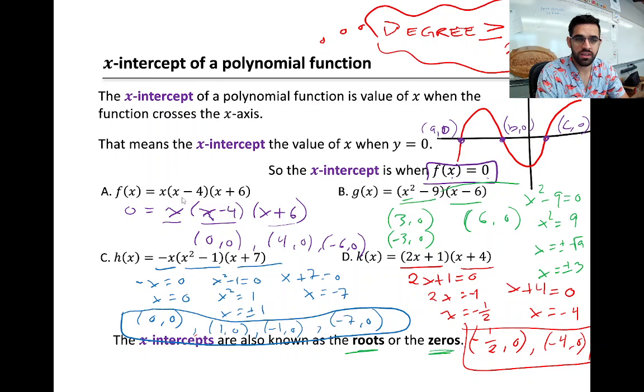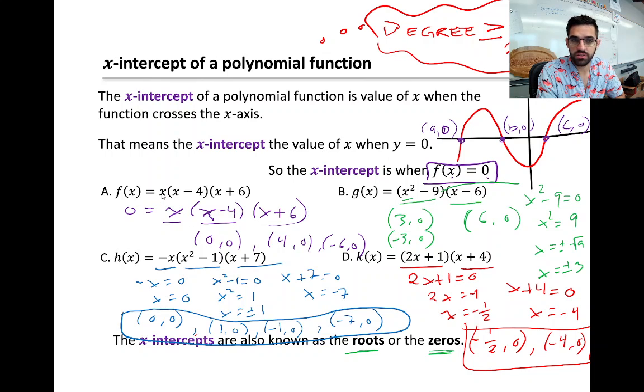So example A is a polynomial in factored form. Each factor can give us a potential x-intercept. Because again, we're trying to find when this whole thing, f of x, equals 0. And we have 3 factors multiplied together. If any one of those 3 factors is equal to 0, it's an x-intercept.